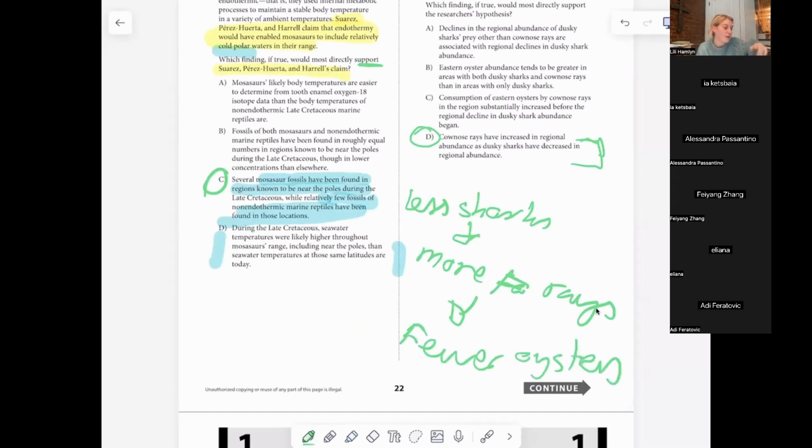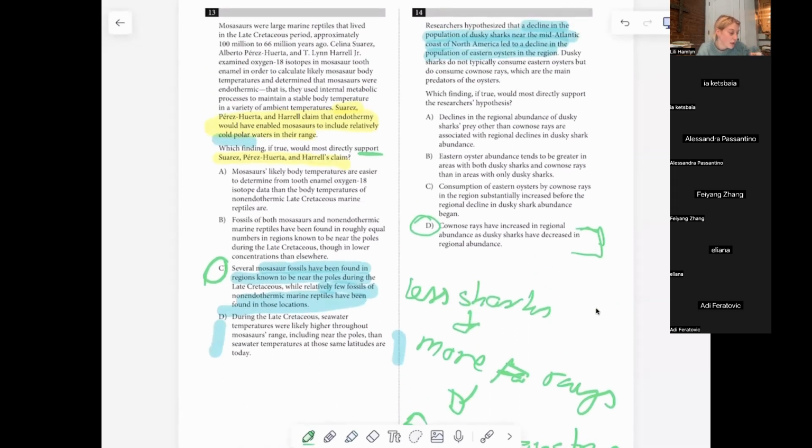So if these rays have increased while the sharks have decreased, that would support the hypothesis that the decline of the population of sharks led to the decline of the population of oysters, because the middle predator can eat the oysters.